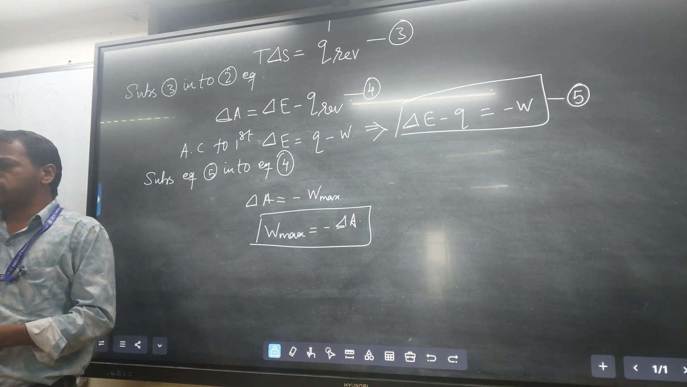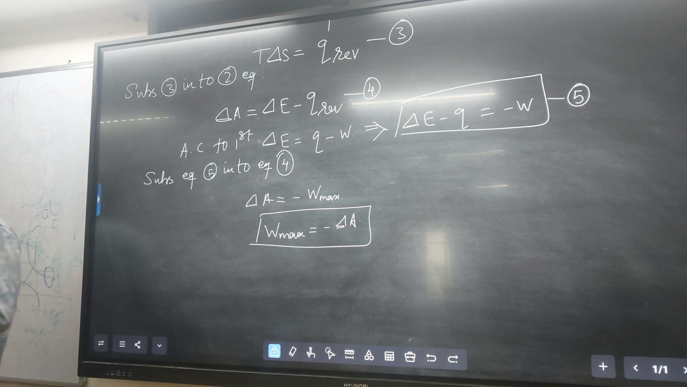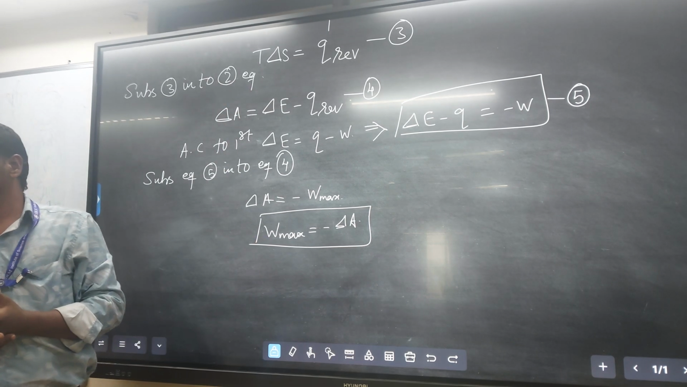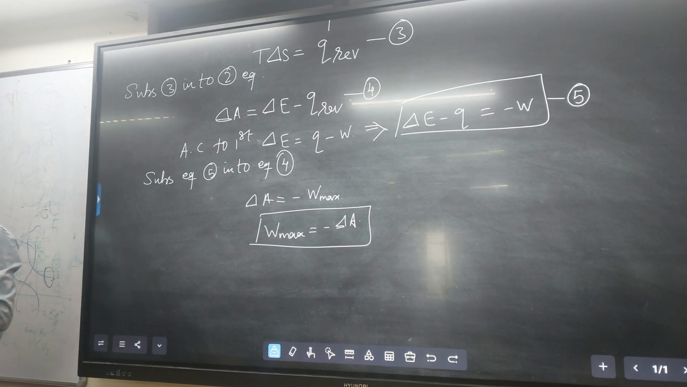Sometimes they ask you to explain the significance of the Helmholtz work function. So at that time, you have to write up to here: W max equals minus delta A, which means when the free energy is less, we get the maximum work from the system. Okay. Any doubt?